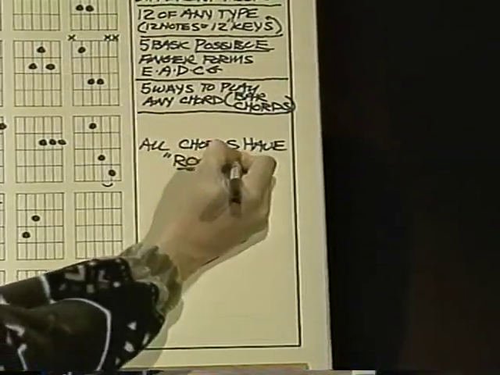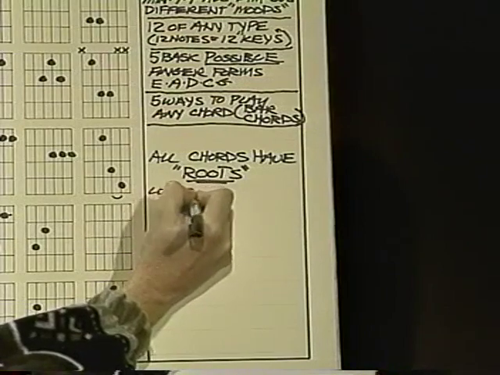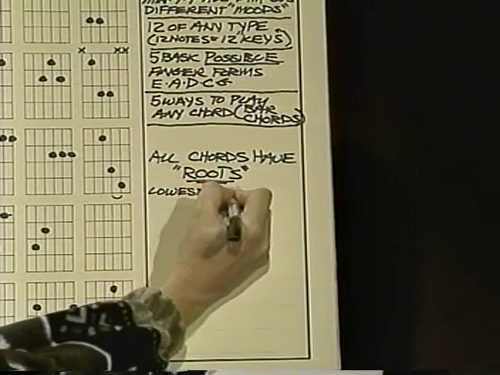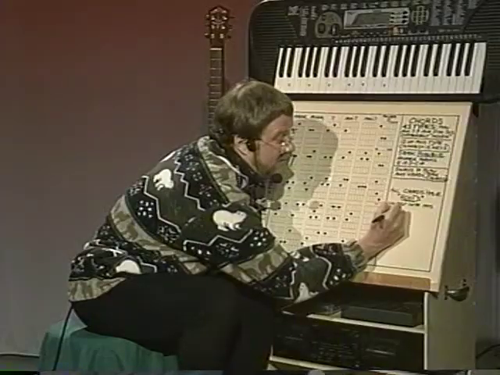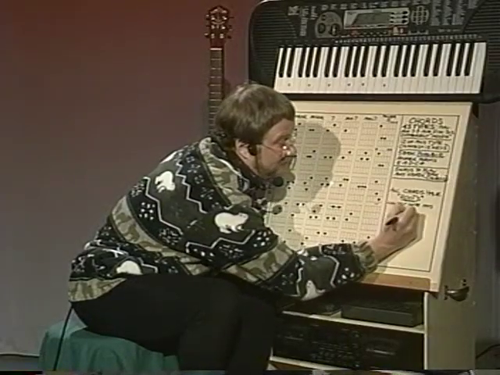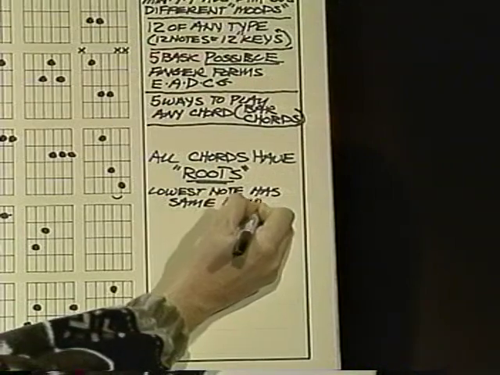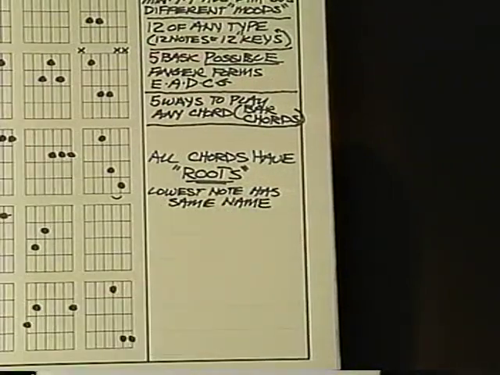Remember, we talked about how every pattern, every song has that nucleus note in it. Every chord has a nucleus note. It's known as its root note. All chords have roots. What is the root note of the chord? The root note of the chord is the lowest note that you're playing that has the same name as the chord has.